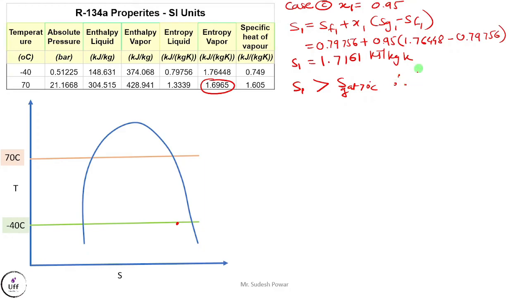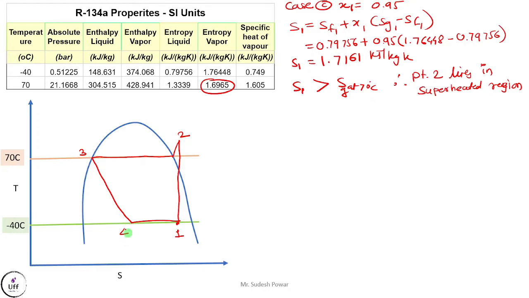So therefore, point number 2 lies in superheated region. That means the point number 2 is somewhere outside of this dome. So it may be somewhere here. So let's complete this diagram. We try to see what is the temperature at point number 2. Because we don't know the temperature at point number 2, it is very difficult to find out enthalpy at point number 2 without knowing the temperature. So first we'll find out the temperature at point number 2, and then we'll find out the enthalpy at point number 2. And let us consider this point as 2 dash.